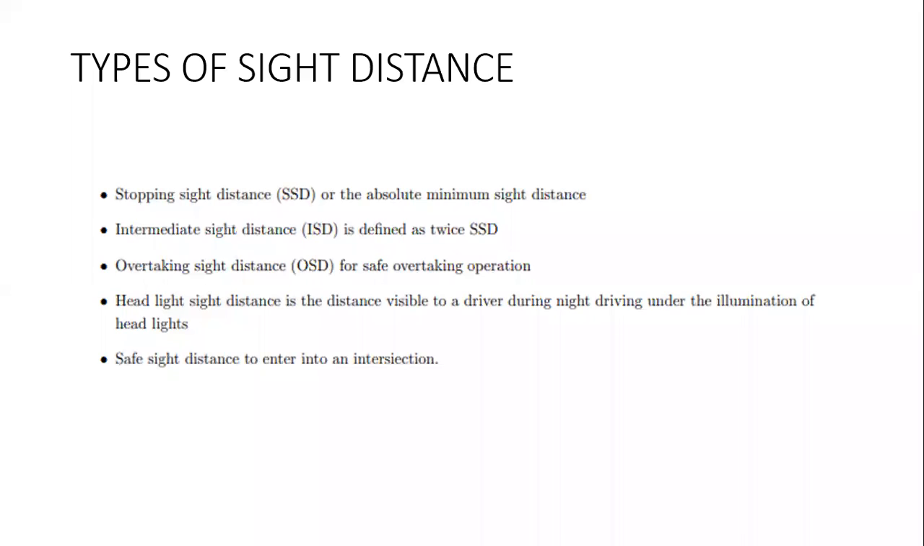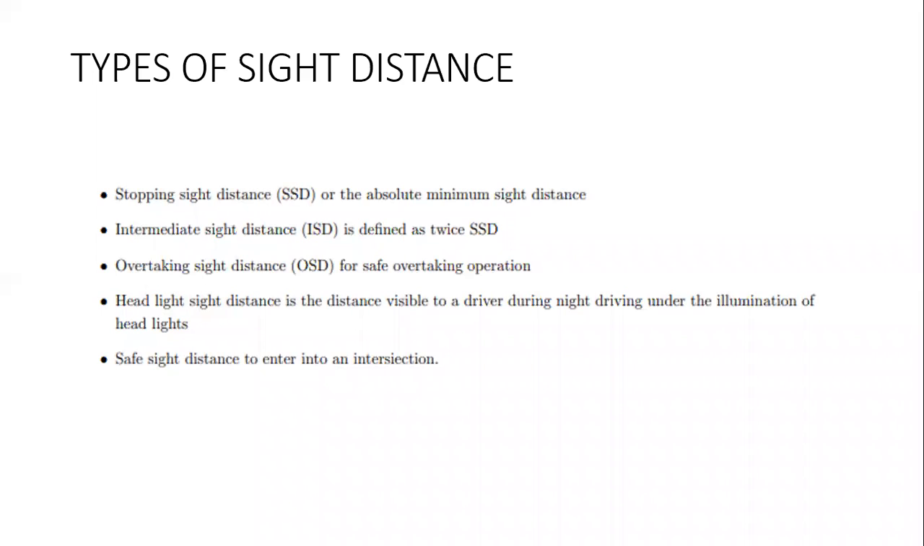Now coming to the different types of sight distance. One is the stopping sight distance. Most of you have come across this. Stopping sight distance, or SSD, is also called the absolute minimum sight distance. You should study the alternate names of the sight distances. If I say write a short note or derive the expression for the absolute minimum sight distance, you should know that it is the stopping sight distance.